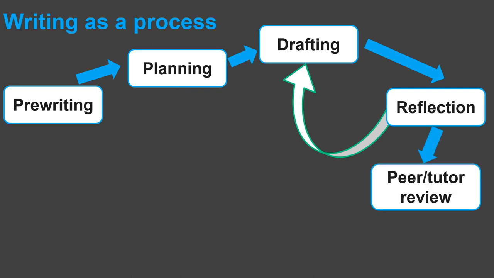Then, once you have a draft you are happy to share, get a review from a peer or a tutor. Try to get this as early as possible, as it can unblock your writing. The more eyes on your work, the better, as it brings a new perspective. Make sure you give clear instructions on what you want feedback on, so it is most useful to you.